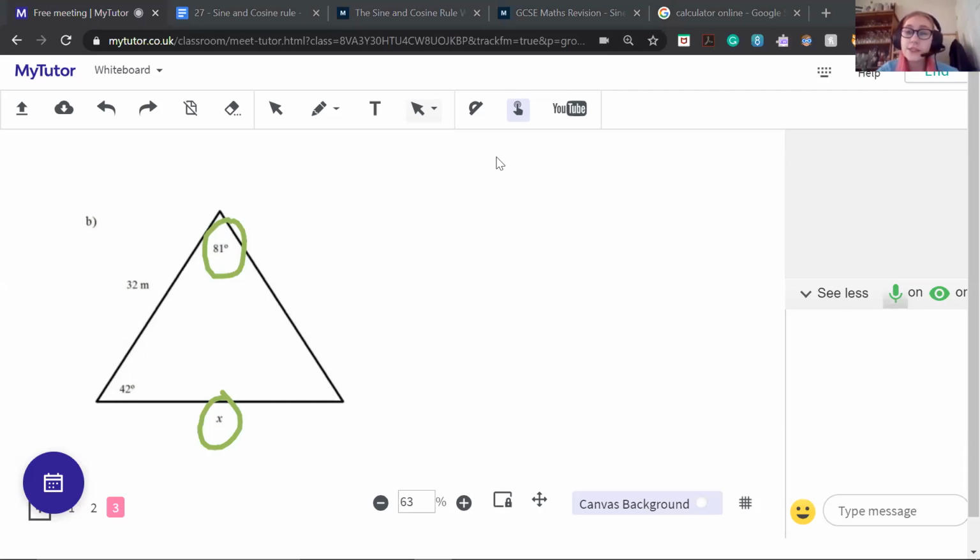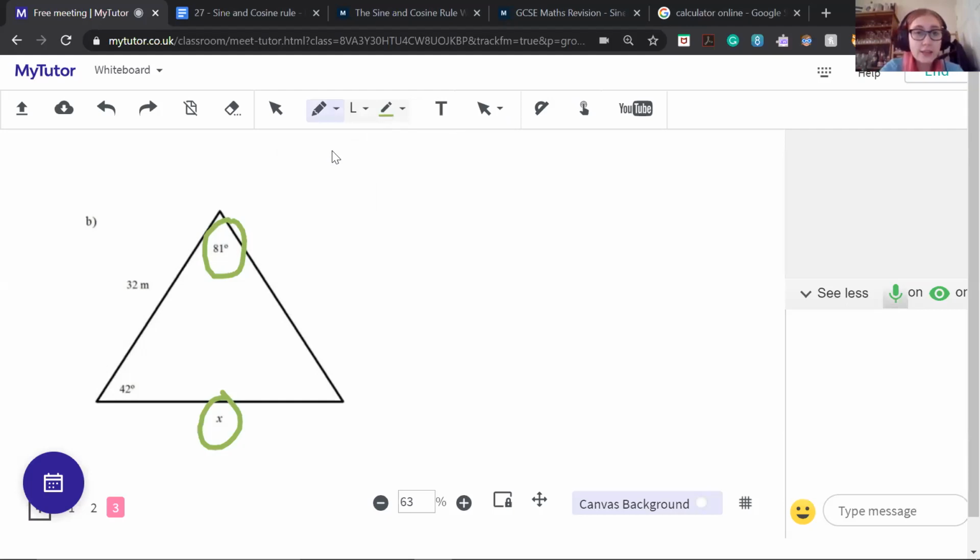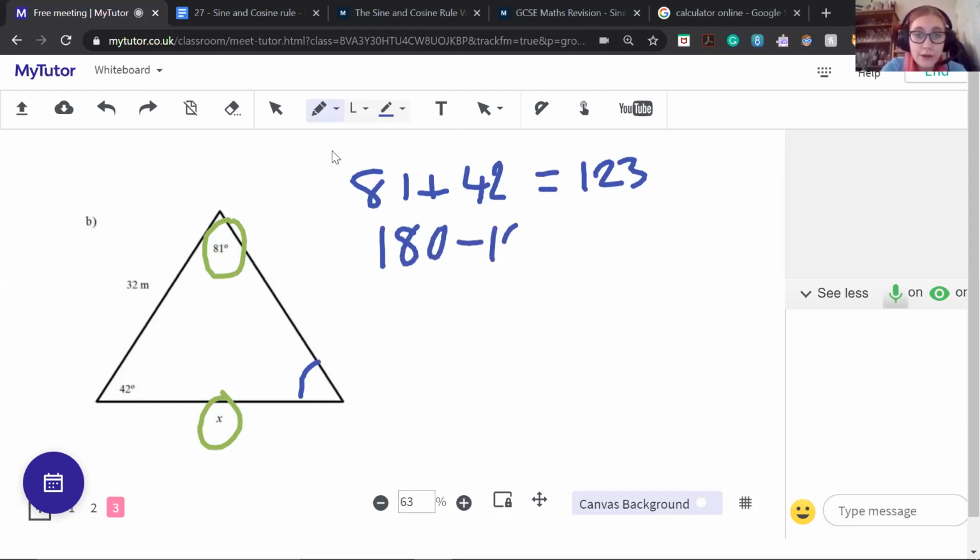So all of the angles in a triangle add up to 180 degrees. So we can find what this angle is here. We see that 81 plus 42 is 123, and then take that away from 180 to find out what that final missing angle will be. And that's 57 degrees. So hopefully that makes sense. So then we can see that this is 57.